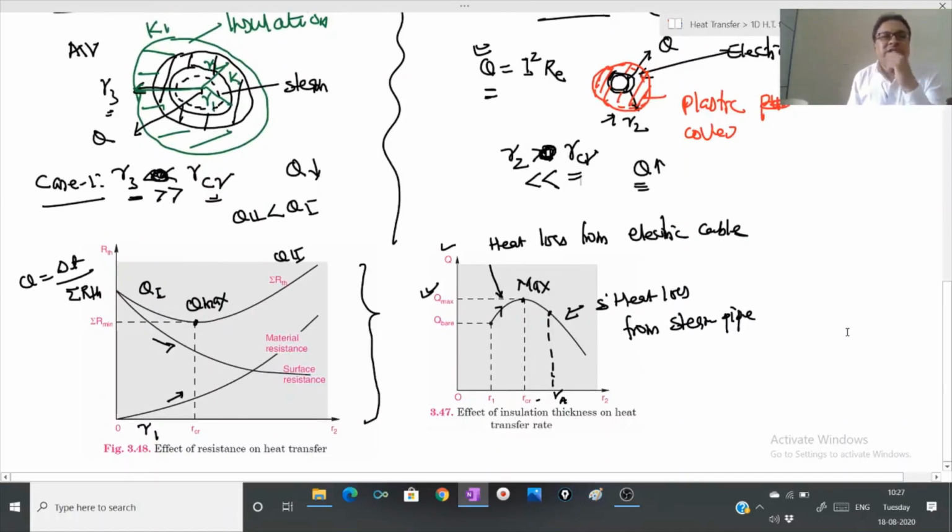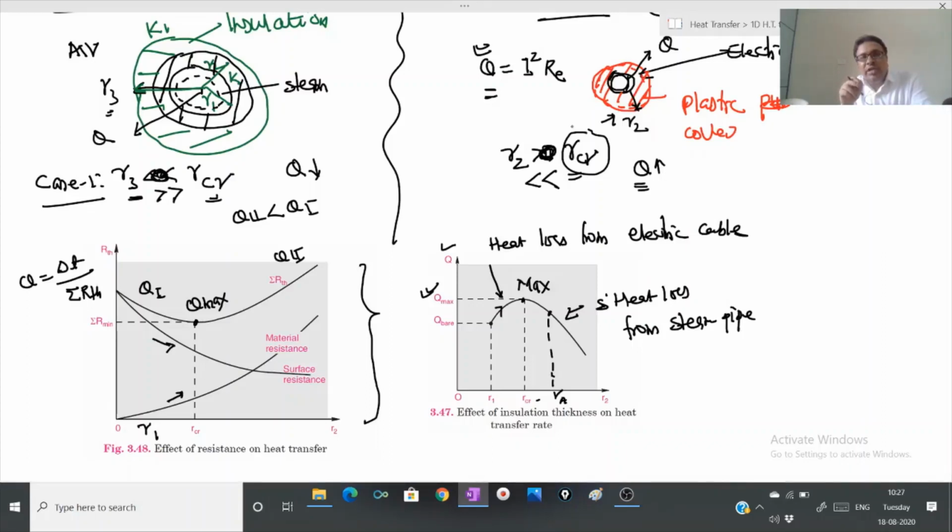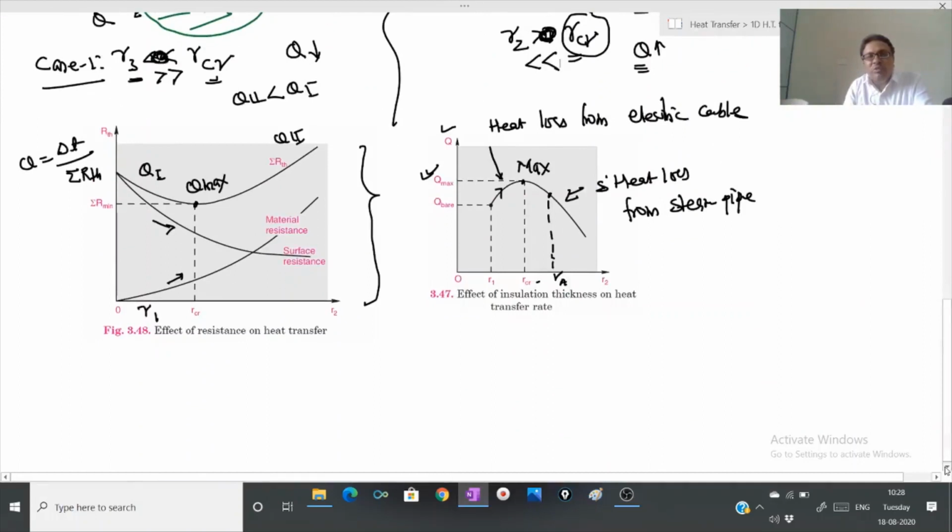Now from the discussion, one term is coming into the picture, R critical. Unless we know the value of R critical, how could I decide whether I have to take the outer radius of insulation less than the critical radius of insulation or more than the critical radius of insulation? So the question comes to my mind, what is the value of R critical and how can I calculate it?